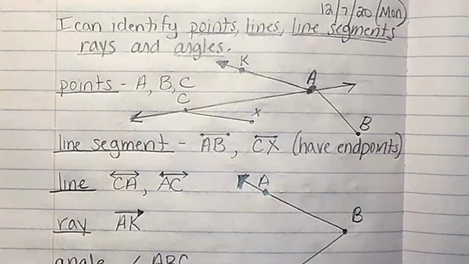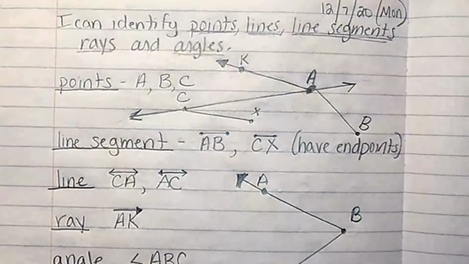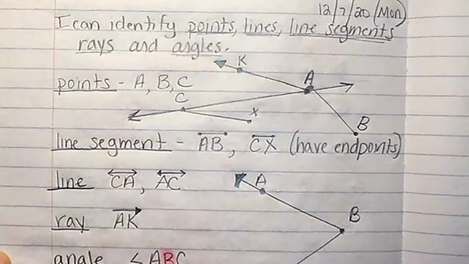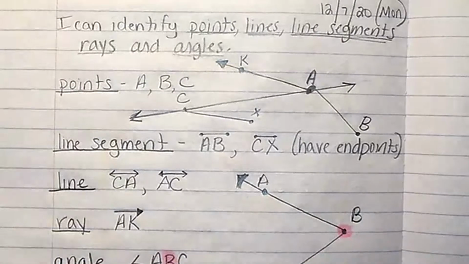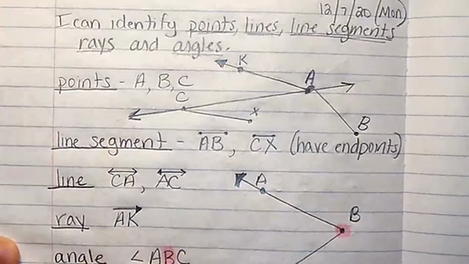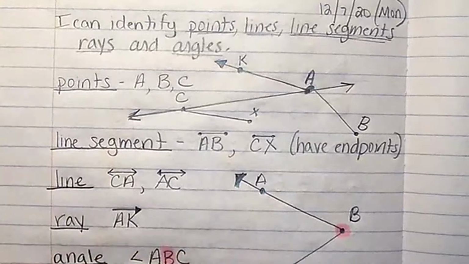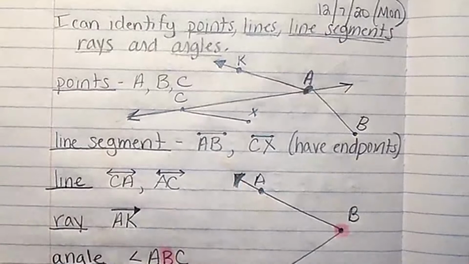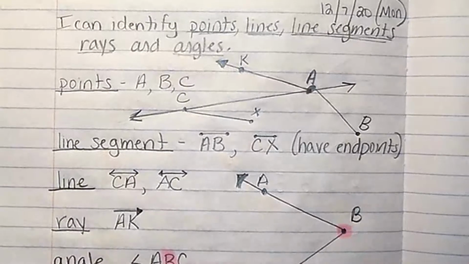But something I want you to notice: do you notice whether or not I say ABC or CBA? Did you notice that the B is always in the middle? That point was always in the middle. Well, that point has a special name. B is the vertex. The vertex is the midpoint.